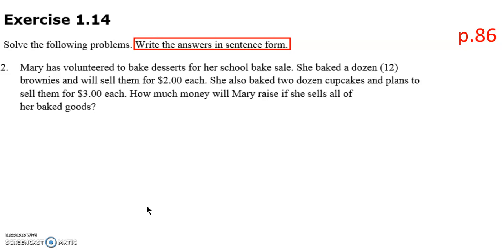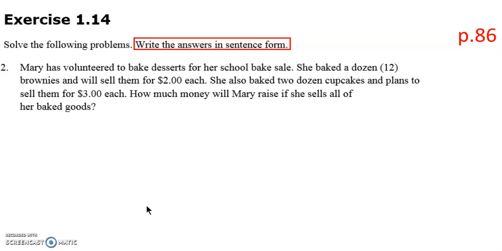Number 2. Mary has volunteered to bake desserts for her school bake sale. She baked a dozen, or 12, brownies and will sell them for $2 each. She also baked 2 dozen cupcakes and plans to sell them for $3 each. How much money will Mary raise if she sells all of her baked goods?